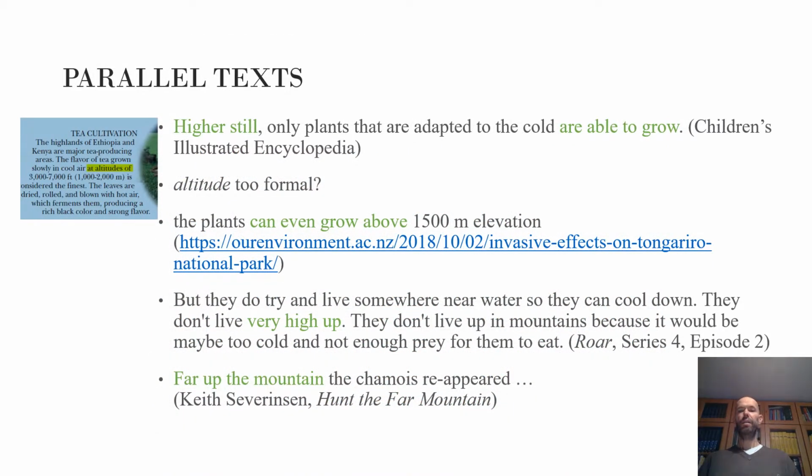Finally, I'd recommend consulting parallel texts whenever you prepare a translation. So for instance, in this case, since the text is aimed at children, you need to consult similar texts in English, which would be children's encyclopedias, such as the Children's Illustrated Encyclopedia, which I cite here. And here you can find a phrase like "higher still," which might be used in our translation as well.